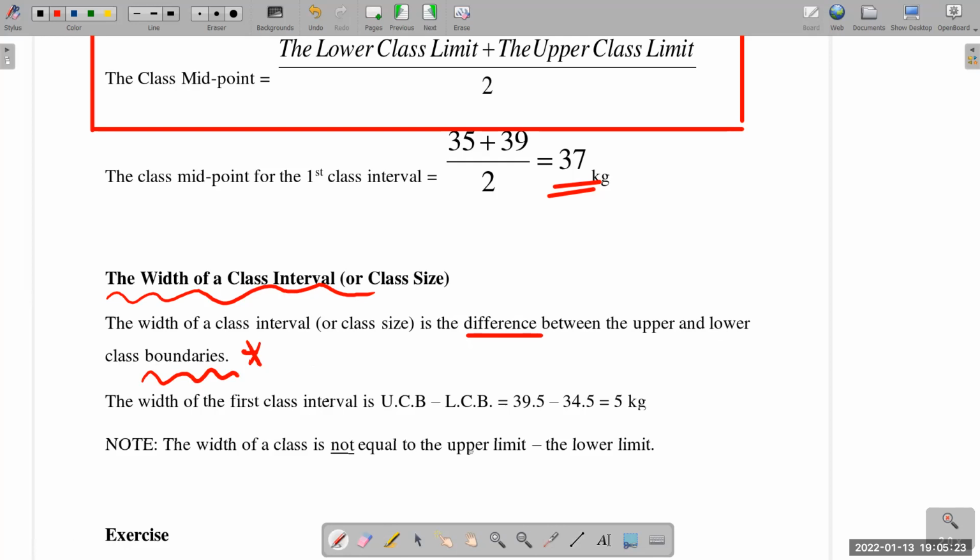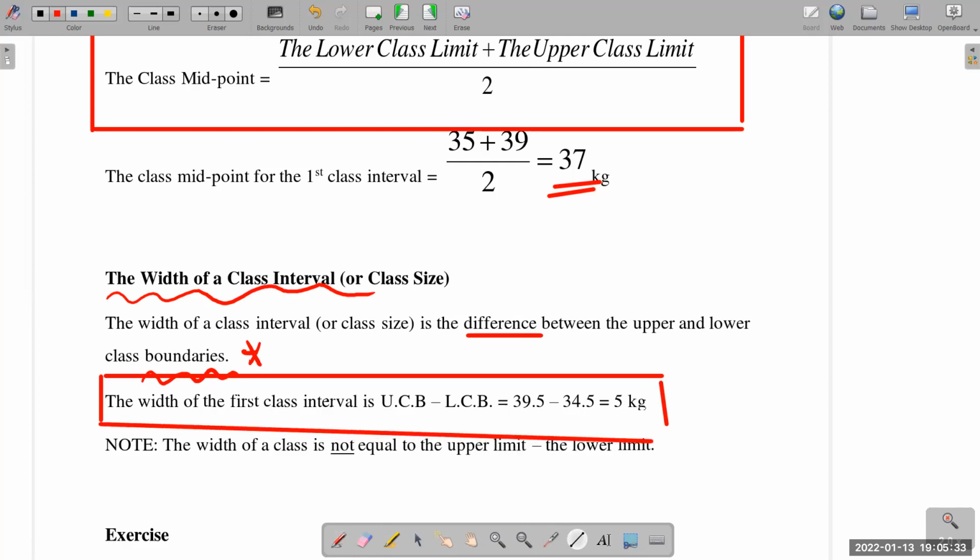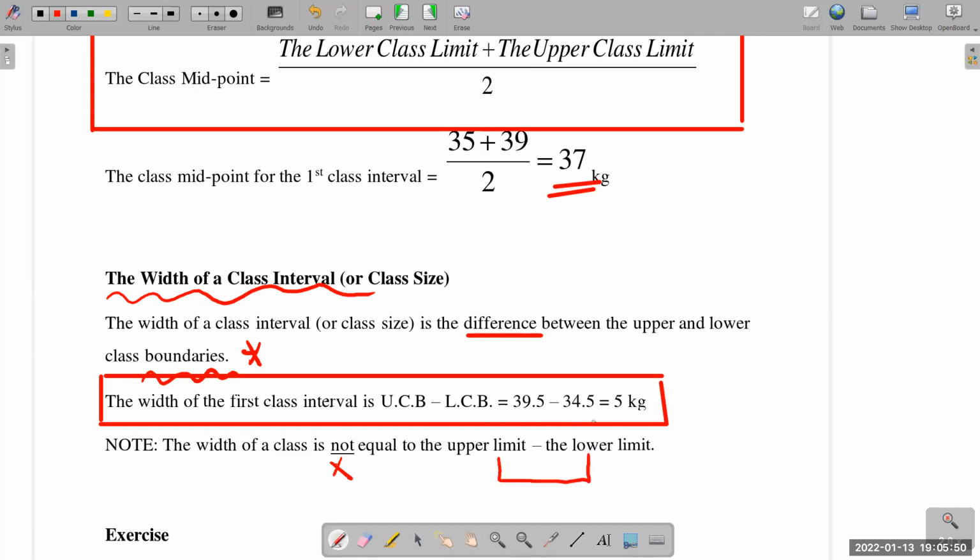And so what is the formula to find the width of the class, like how wide the class is? You subtract the lower class boundary from the upper class boundary. And what I love about this is that it says here, the width of the class is not equal to the difference of the limits. Everybody with me?